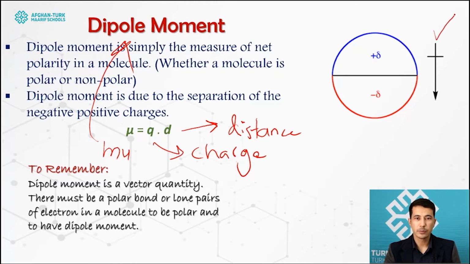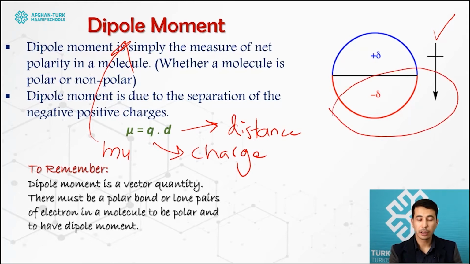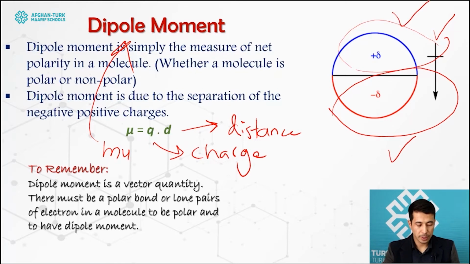And how do we show this vector, this arrow? The head of the arrow will be towards the negative end. The tail of the arrow will be towards the positive end. Always, if a molecule is a polar molecule and it has a dipole moment, we will show it with this kind of arrow, and the head of the arrow will be at the negative end, and the tail of the arrow will be at the positive end. You must remember this.